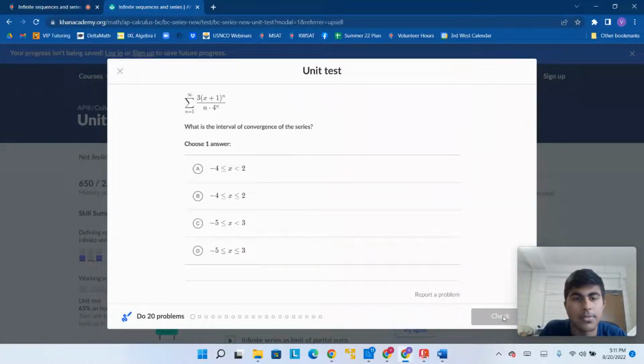Here we go. All right, we're taking the sum from n equals 1 to infinity of 3 times (x plus 1) to the n over n times 4 to the n. What is the interval of convergence of the series?